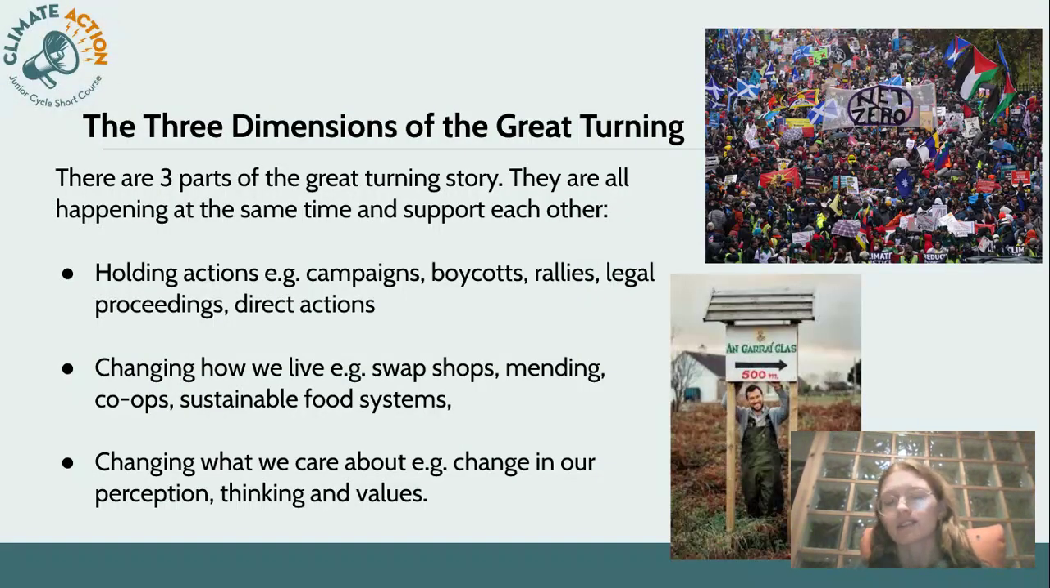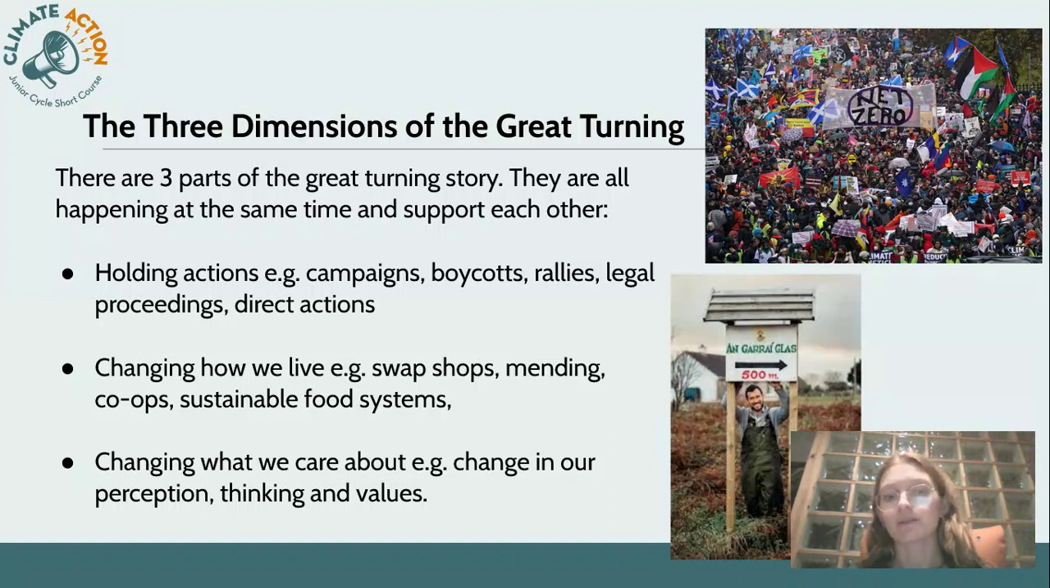There's 3 parts of the Great Turning. This can be a bit complicated because you've got 3 stories of our time, but then you've got 3 parts of the Great Turning. But the idea is that things don't just change out of nowhere. So you've got the 3 parts, which are holding actions. That's like campaigning, boycotts, rallies, legal proceedings, direct actions, a lot of the stuff that we see as traditional activism. Then there's changing how we live. So that's building alternatives. That might be creating more sustainable food systems, cooperatives, swap shops, eco-friendly housing, community-owned energy, a whole host of different things that people can look to and go, wow, there is another way.